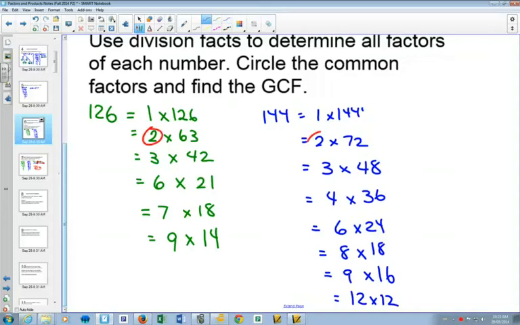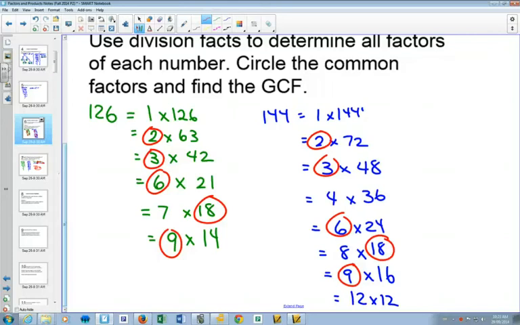They both have a 2. They both have 3. They both have 6. Don't 7, they both have 9. And then coming back, they both have 18, 21, 42, 36. There it is. So which is the biggest one? 18.